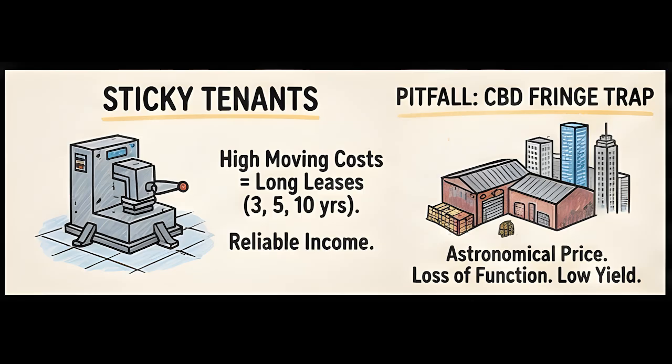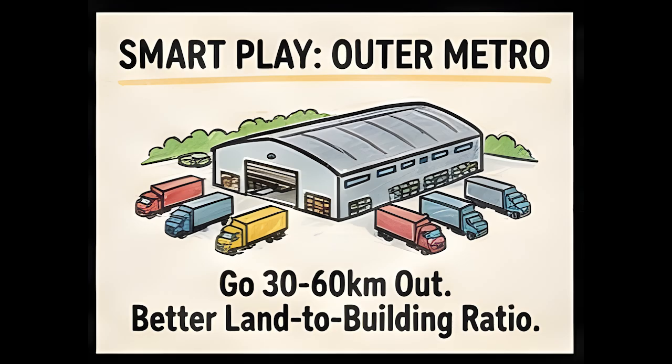A massive logistics company does not need an old, cramped, expensive warehouse 10 minutes from downtown. They need a 10,000 square meter megashed with a dozen loading docks and easy access to major arterial roads, which you find in the outer metropolitan hubs. The smart play: go further out for land sovereignty.